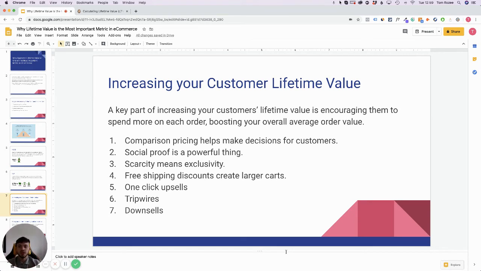Free shipping, this is a great way to get people to purchase from you. One-click upsells is a major must. This will help you to quickly add on other upsells on the products. You can do tripwires, you might do tripwires, and you can do downsells as well.